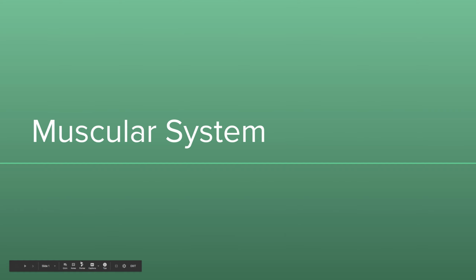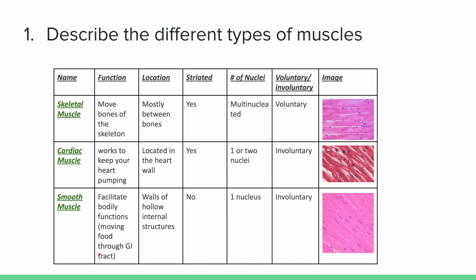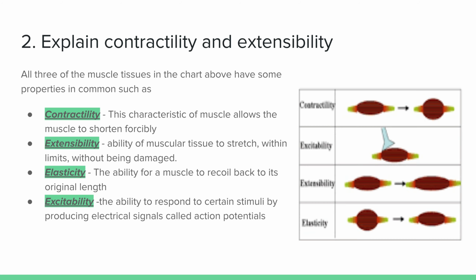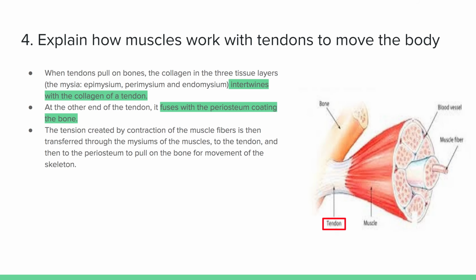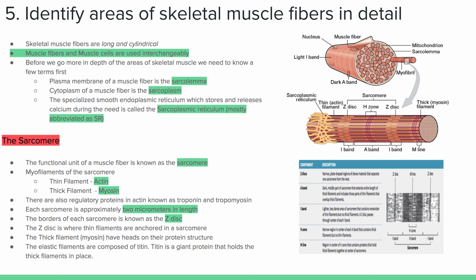This is part 2 on the muscular system. In our last video, we went over the different types of muscles, skeletal, cardiac, and smooth, and the differences between them. Then we went over the characteristics of muscle: contractility, extensibility, elasticity, and excitability. Now we're going to go over a few more concepts: the layers of connective tissue, what tendons are, and the areas of skeletal muscle fibers. So let's get into it.